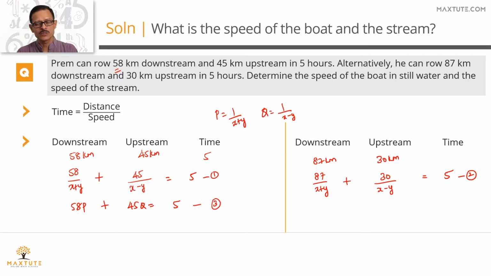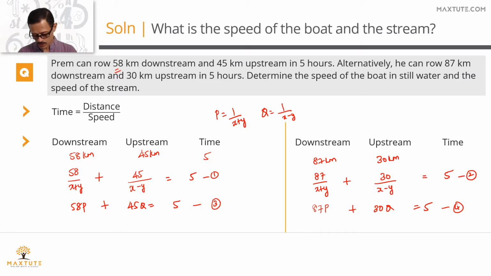Let's run through the same exercise for equation 2. That's going to leave us with 87p, because 1 by x plus y is p, plus 30q, since 1 by x minus y is q. So this is equal to 5. Let's call this equation 4. All that is left is to solve 3 and 4 to find the values for p and q. Subsequently, let's substitute those values for p and q, frame equations in x plus y and x minus y, and solve for x and y. That's what we're going to do.